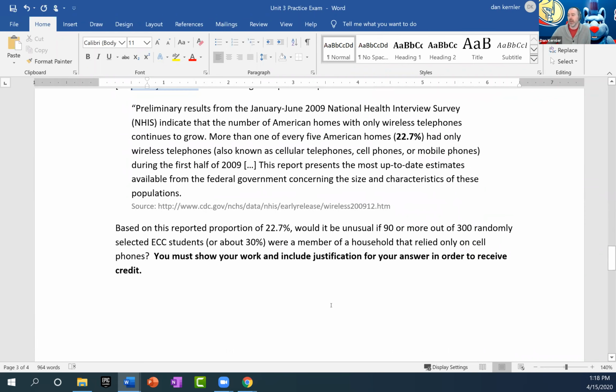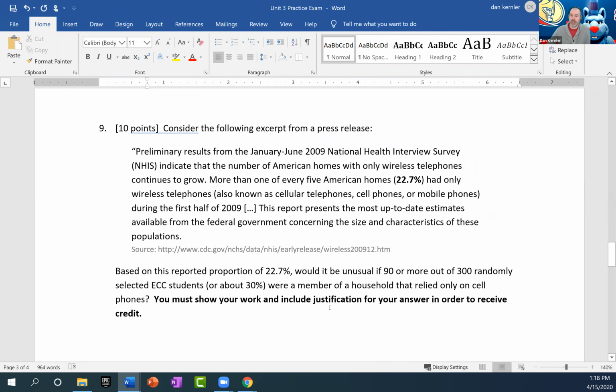And let's look at 8. This one is usually the hardest because the standard deviation is even weirder. So this is kind of old now, a little outdated, 2009 National Health Survey, so it's over 10 years old. More than 1 of every 5 Americans had only cell phones, right? I'm sure that's gone up by now, right? So those are people that did not have a landline, they only had cell phones. This would be good to look up again and see what it is now.